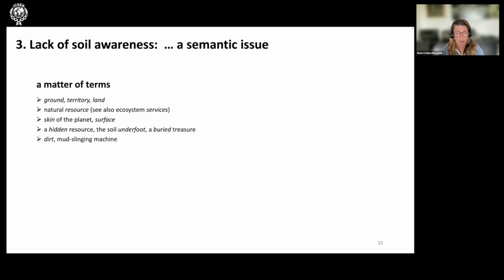Last but not least, dirt. The term dirt is used in everyday language in English, and it takes with it a negative connotation of soil. Dirt is also used in English in a figurative way to indicate a dirty attitude, dirty language, so in a very negative connotation. In Italy, we also use the expression mudslinging machine, when words, epithets, or sentences are thrown at a person in order to damage his or her reputation. This happens continuously in the press, TV, social media. So again, mud is something negative.